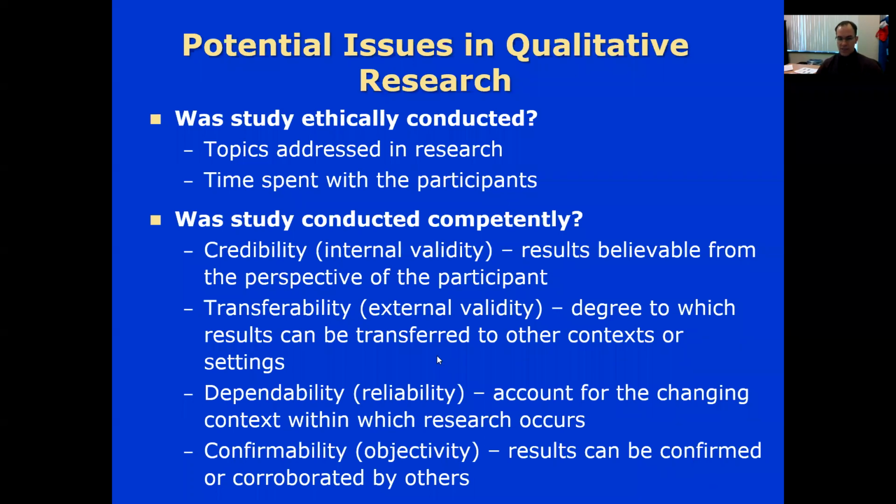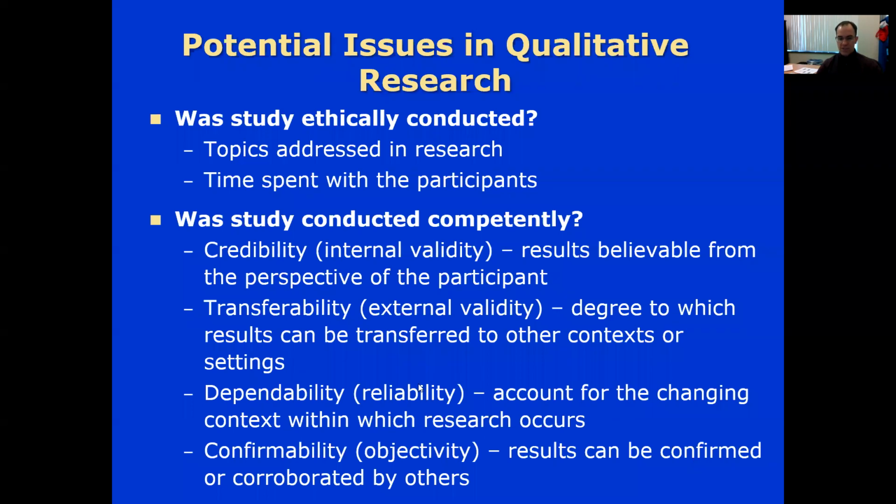Another aspect of qualitative research is dependability, or reliability. The investigator needs to account for the changing context within which research occurs. So they need to make sure that the environment and the situation in which data is collected is dependable and reliable from one participant to the next, to ensure that the way in which questions were asked, and by whom they were asked, are similar from one person to the next.